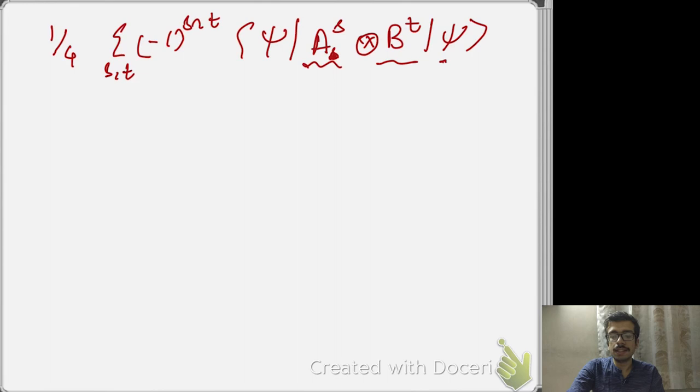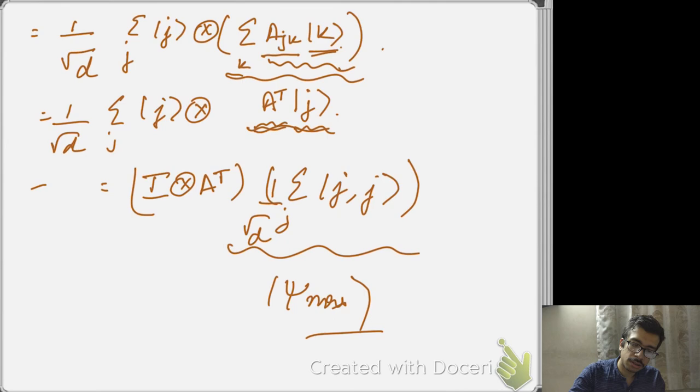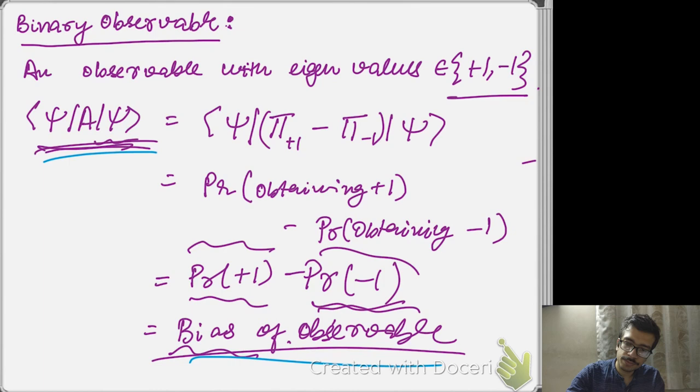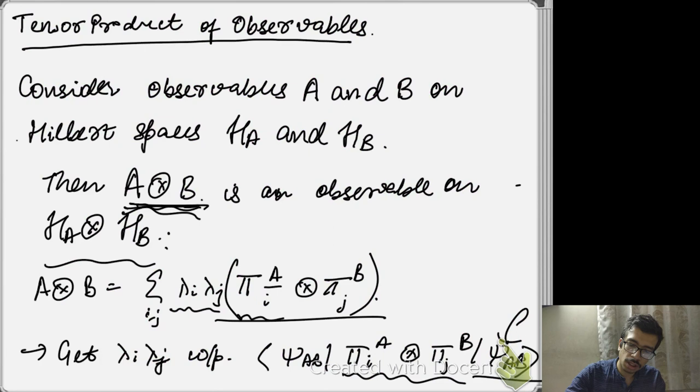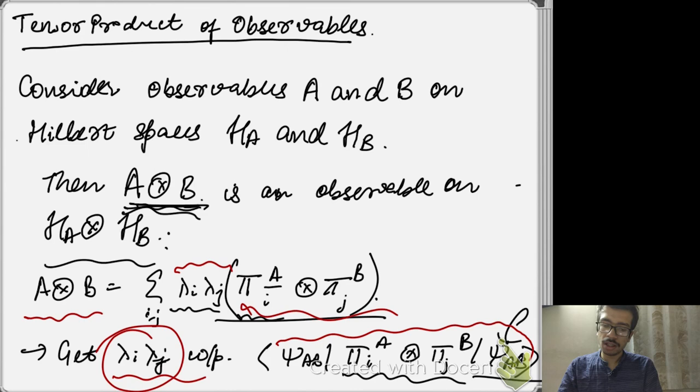So we have already seen earlier that when we define the tensor product of binary observables, we get lambda i lambda j with probability psi_ab pi_a tensor pi_b psi_ab. So essentially this tensor product has eigenvalues which are lambda i lambda j, and the probability of success is measured by the tensor product of the corresponding projectors.